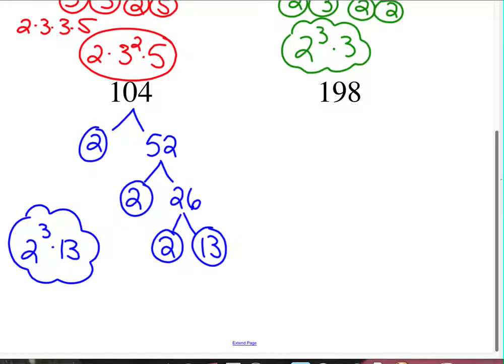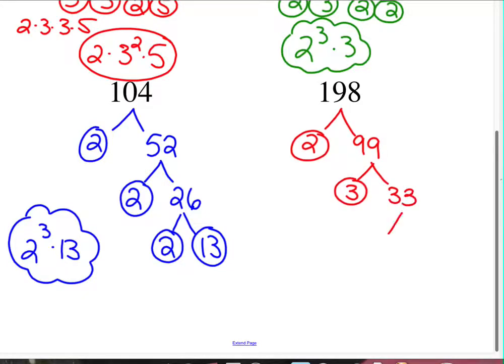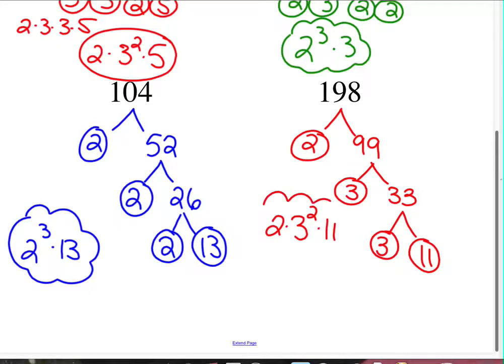We'll do this last one. I like 2 and 99. I like 3 and 33, which breaks down to a 3 and an 11. All those are prime. So it's 2 times 3 to the second power times 11. Final answer. That, hopefully, is a review.